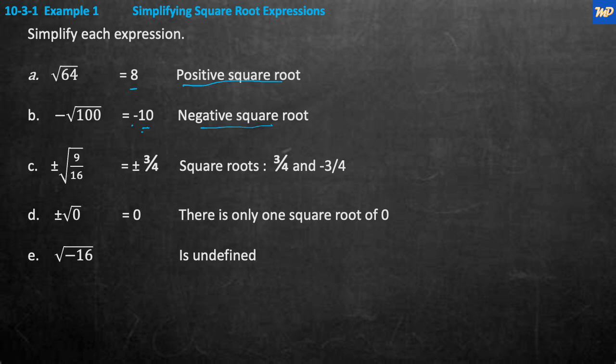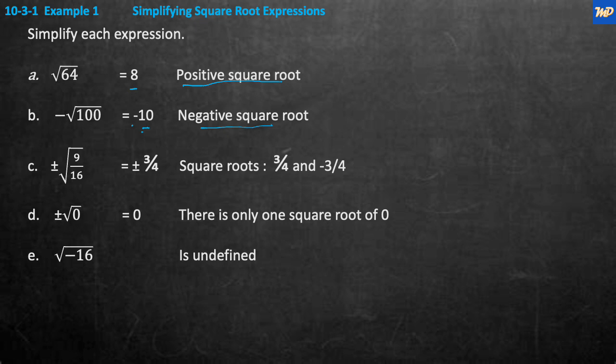Okay? Plus and minus the square root of 9/16 is equal to plus and minus. The plus and minus is outside of the radical. The plus and minus 3/4. 3/4 is the square root of 9/16. The square root of 9 is 3. The square root of 16 is 4. The square roots are 3/4 and negative 3/4.